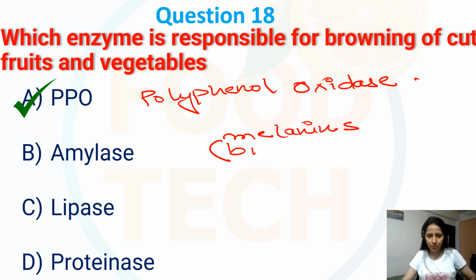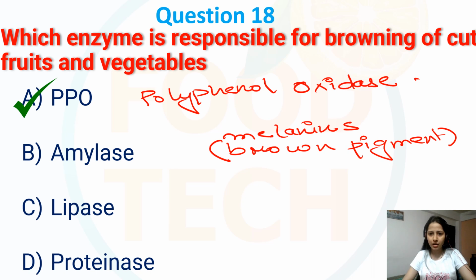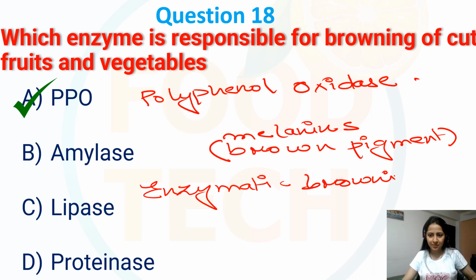Melanin is a brown pigment. This whole process is commonly known as enzymatic browning. This is important. So the correct option is A, polyphenol oxidase, PPO.